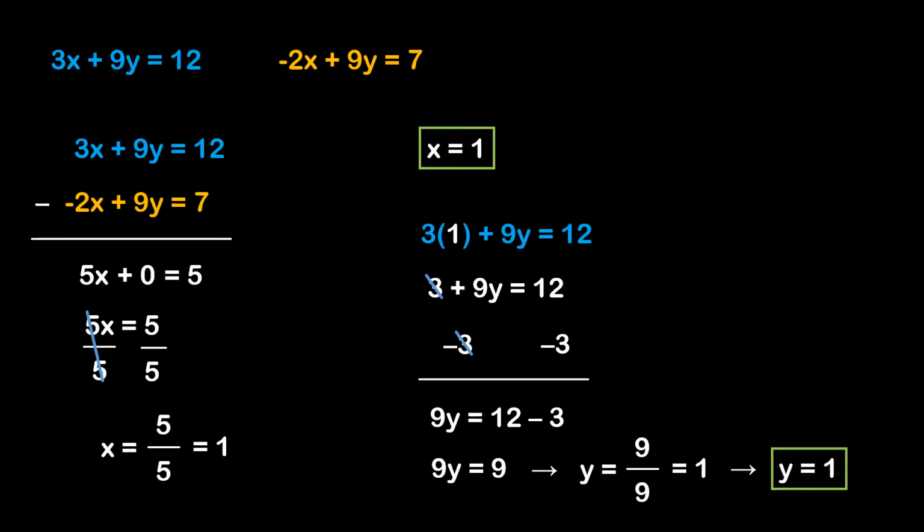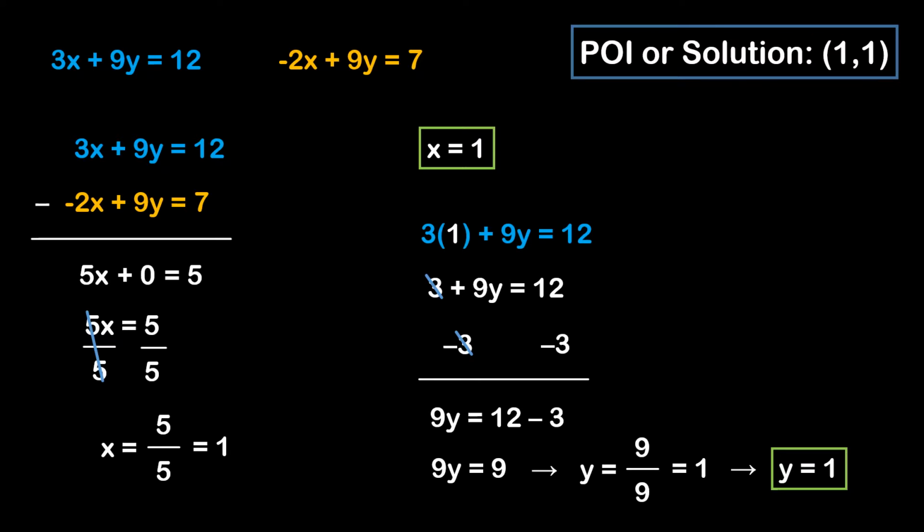This tells us that our solution is x is equal to 1, y is equal to 1. So our point of intersection, or solution, is (1, 1). And that is our final answer. So I went over 2 of the examples I wanted to go over in this video.